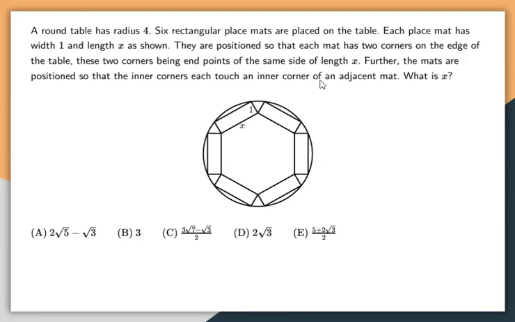Okay, so which is kind of given already. It also says that the mats are positioned so that each inner corner touches an inner corner of an adjacent mat. So they are touching each other at these corners. What is the value of x?